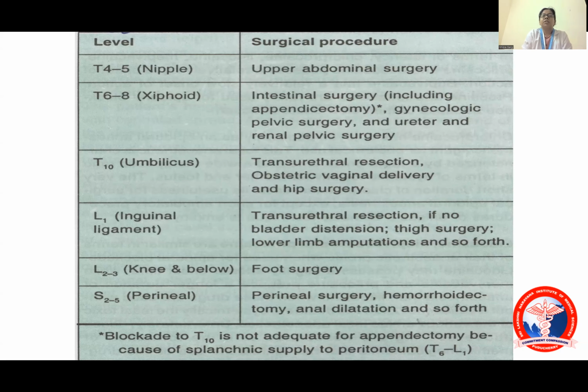Depending upon the type of surgical procedure, we have to determine what segmental level block we have to achieve. For example, if we have to give anesthesia for upper abdominal surgeries, then the desired block height should be at T4, that is at the level of the nipple.